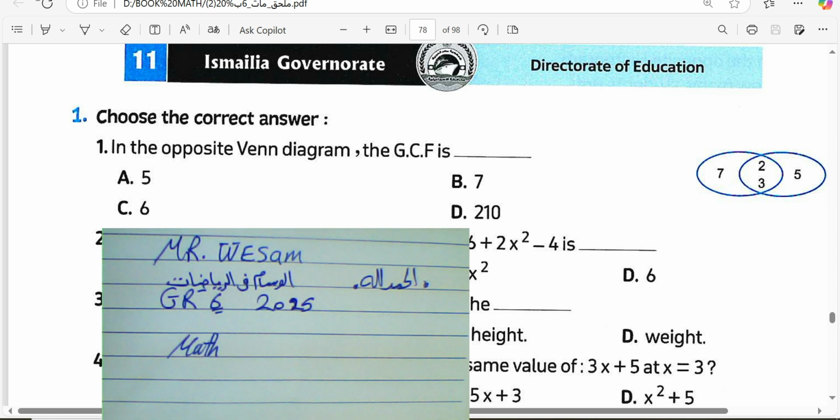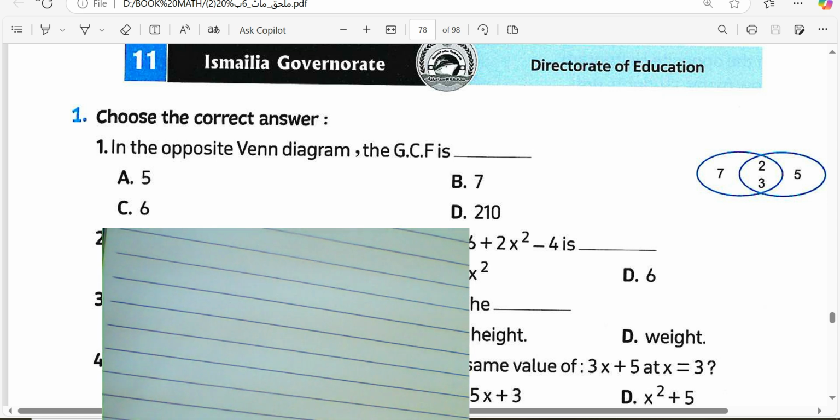Today we'll solve from the Al-Moasser book, model number 11. Look with me at question number 1. Choose the correct answer.